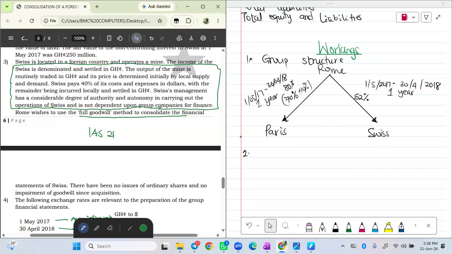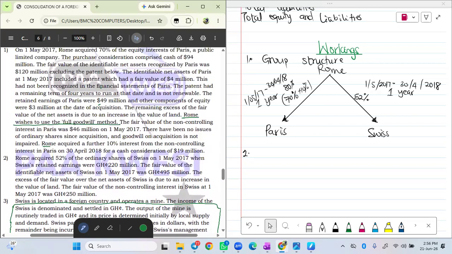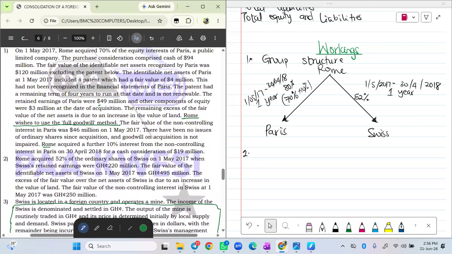That's all. Right? Good. And we are saying that there is no impairment in Swiss. So for Swiss, their currency is what? Ghana cedis. So you calculate the net asset of Swiss in Ghana cedis first before you retranslate the opening and the closing net asset. When it comes to goodwill, calculate the goodwill of Swiss in Ghanaian cedis, and when you are done, retranslate the goodwill. But for Paris, it is already in dollars. So just calculate the net asset and the goodwill straightforwardly. You don't retranslate it.